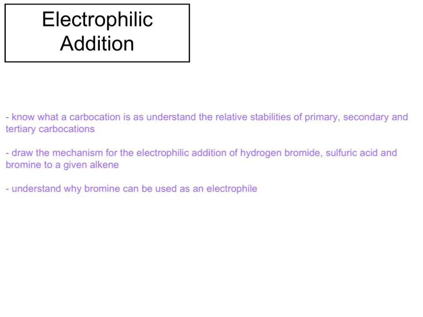given alkene, and understand why bromine can be used as an electrophile, because you'll understand as we get further through the video that an electrophile must have certain properties, and bromine doesn't seem to have those to begin with, and so we're going to understand why bromine can be used as an electrophile despite this.